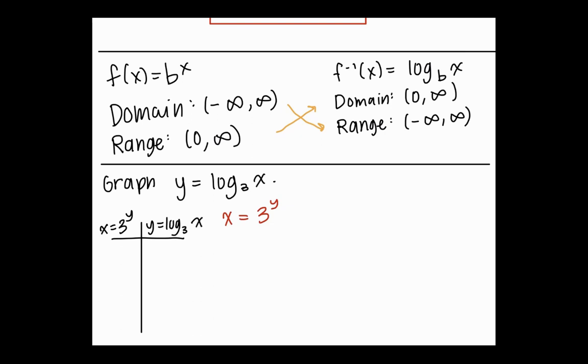So I can choose my numbers for my y, because I know that x is 3 to the y. In this case, I'm going to go -2, -1, 0, 1, 2. I really like plugging those numbers in. So if y equals -2, what is x going to be equal to? This is going to be 3 to the -2, which is 1/9.